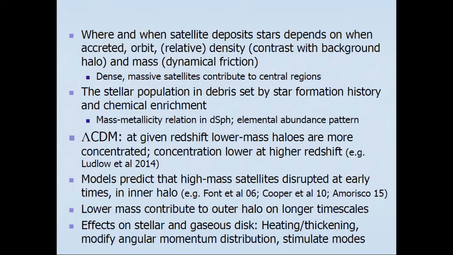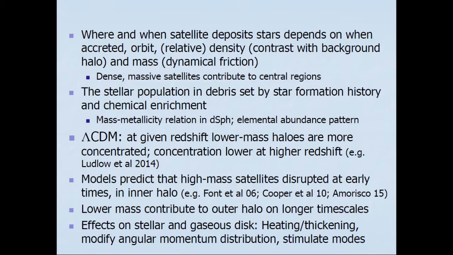In Lambda CDM, you can make predictions that at a given redshift, lower mass halos are more concentrated, so they're more robust, but the concentration is lower at higher redshifts. So it's a little bit complicated, but they end up saying high mass halos should be disrupted at early times in the inner halo. Lower mass systems would contribute to the outer halo later in the universe. Timescales are longer out there too, and so there'll be streams in the outer halo.